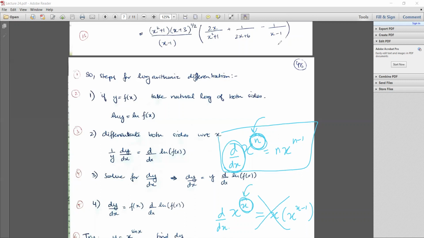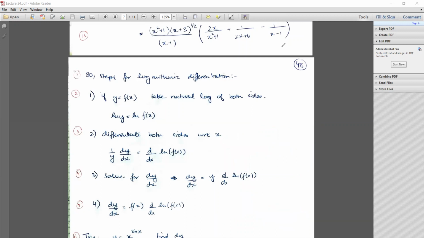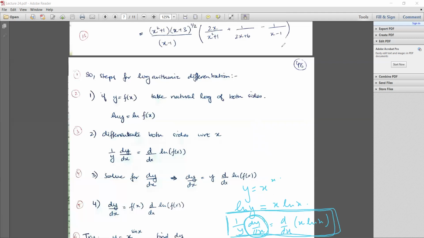right? So what do you do instead? You take the logarithm. So you have y is equal to x raised to power x, right? And then you can take natural log of both sides, that is equal to x ln x. And now you can differentiate both sides. So if you differentiate both sides, you get 1 over y dy by dx, and you can differentiate this using the product rule. Right? And then I'll ask you guys to continue this on your own and find dy by dx.